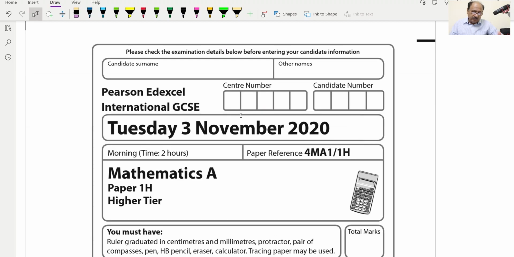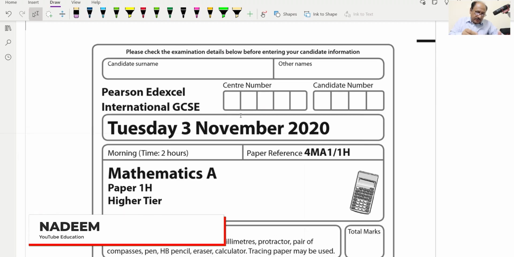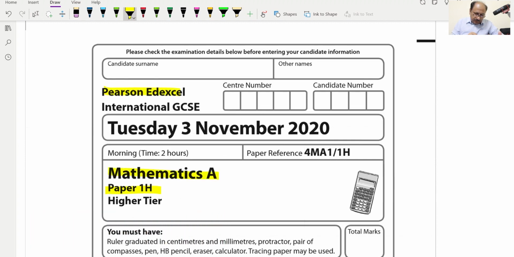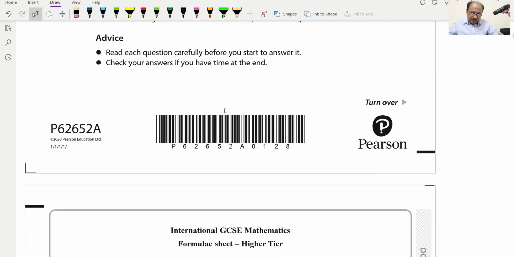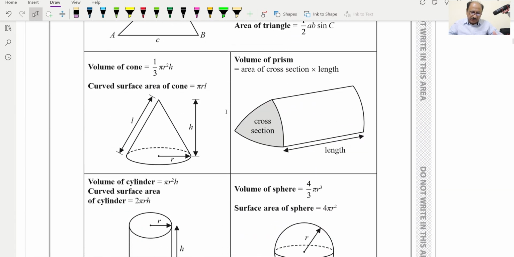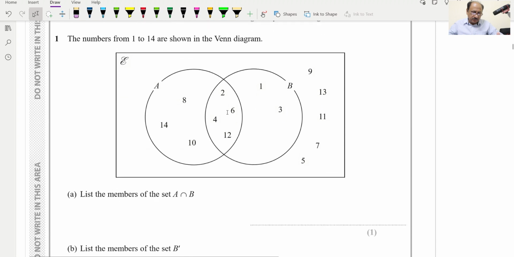Hi everyone, today we'll be going through Pearson Edexcel Mathematics A, Paper 1H, Higher Tier, November 2024, MA1, 1H. This is a calculator paper. Calculator is allowed, formula sheet is provided, and here comes question number 1.